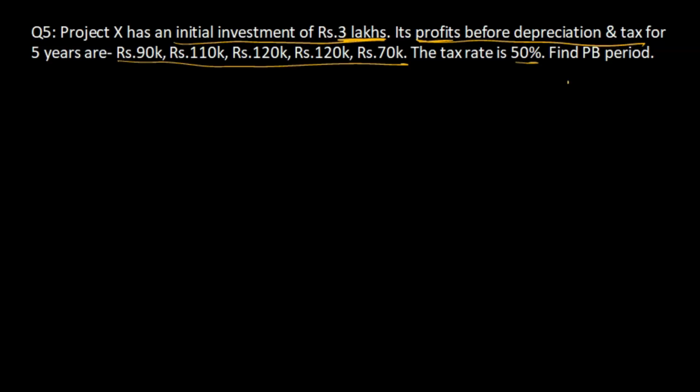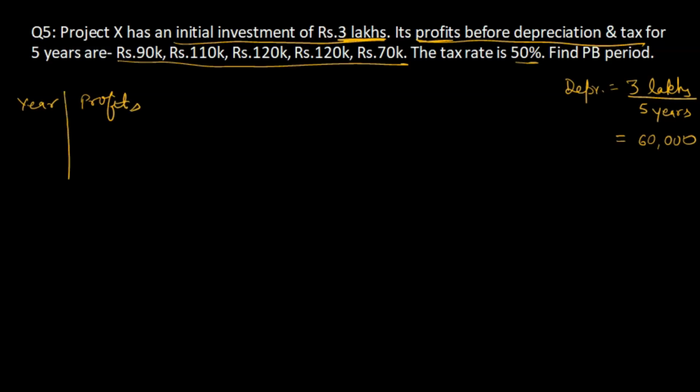So we will find out depreciation: the asset is 3 lakh and the project life is 5 years. So 3 lakh divided by 5 will be equal to 60,000. So depreciation is 60,000. I hope it is clear. Now we will prepare a statement, meaning we will write the year and the profits.